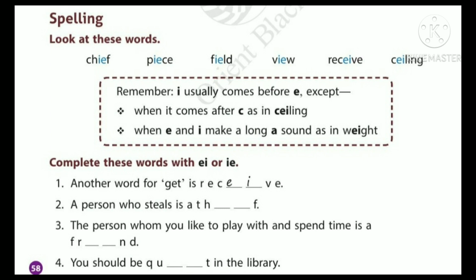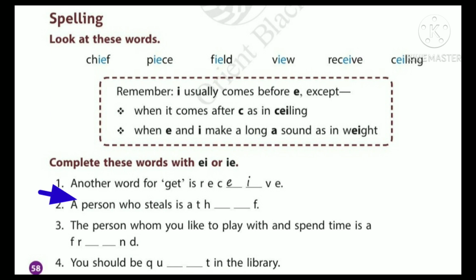Now, complete these words with EI or IE. First one. Another word for get is what? Receive. Here also receive. R-E-C. After C, we have to use EI, not IE, EI.